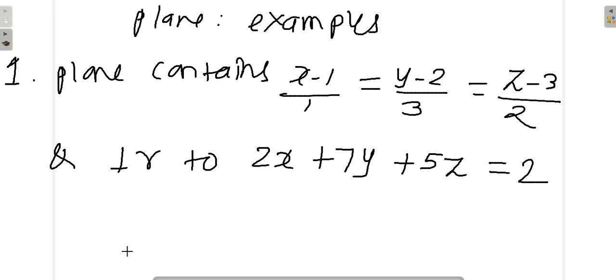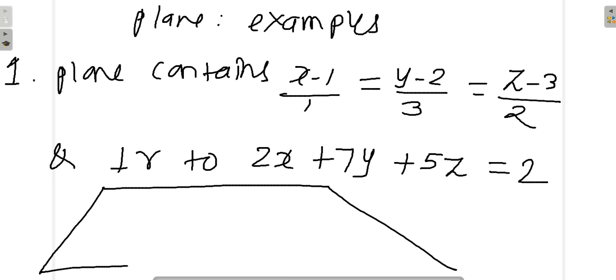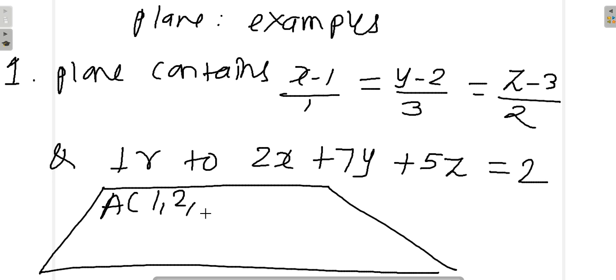So let us see the situation here. I have a plane. There is a point A, since the line lies in the plane. A point A (1, 2, 3) is in the plane. Any general point R (x, y, z) also lies in the plane.